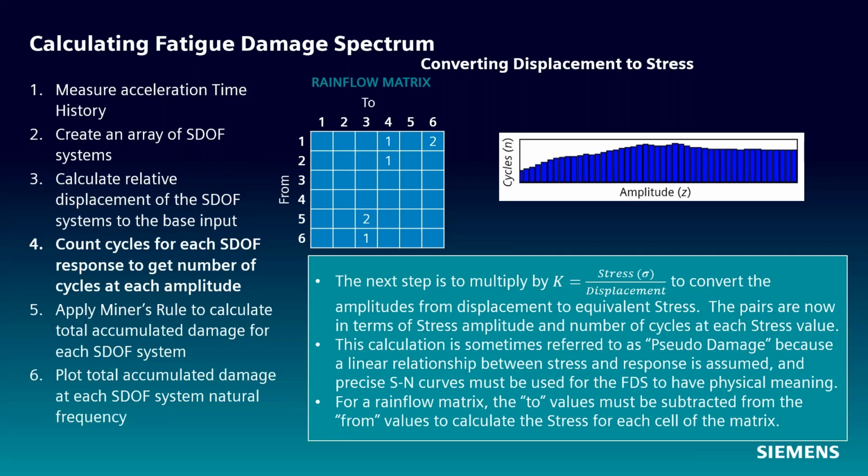And also we need a precise SN curve for our fatigue damage spectra to have a physical meaning, i.e., when total damage gets to 1, we have a DUT that has broken. And again, as I mentioned here, from this rain flow matrix, the to values are subtracted from the from values to calculate the stress and convert this to a more linear histogram looking thing from a matrix.